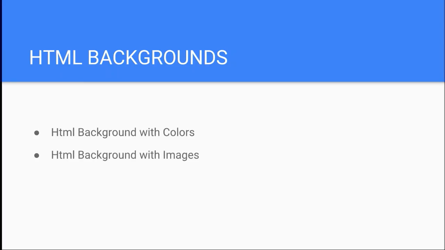The first one is HTML background with colors. The second one is HTML background with images. Now let's see both the approaches one by one using appropriate examples. Okay, let us discuss HTML backgrounds with color.